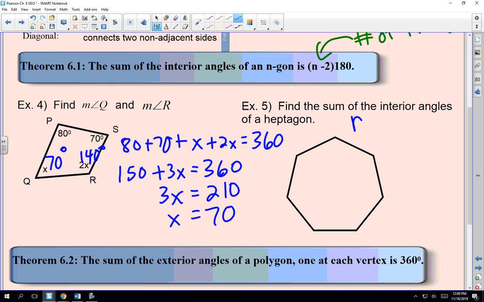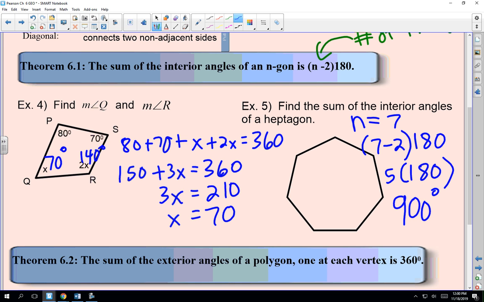So n equals 7. So we're just going to plug it into the formula this time. So I've got 7 minus 2 times 180, or 5 times 180, and 500 plus 400 is 900 degrees. So that's just plugging in.